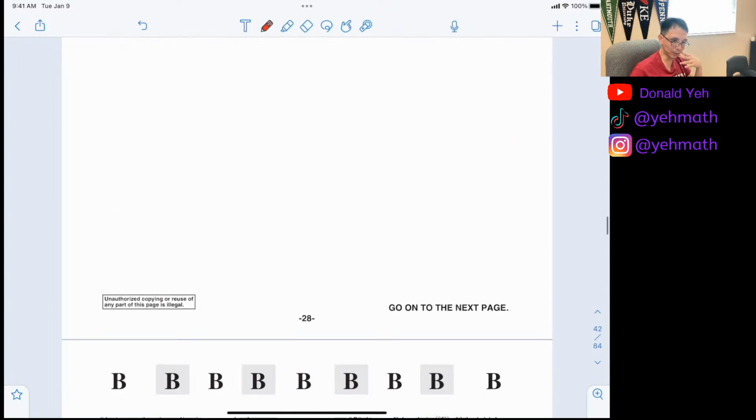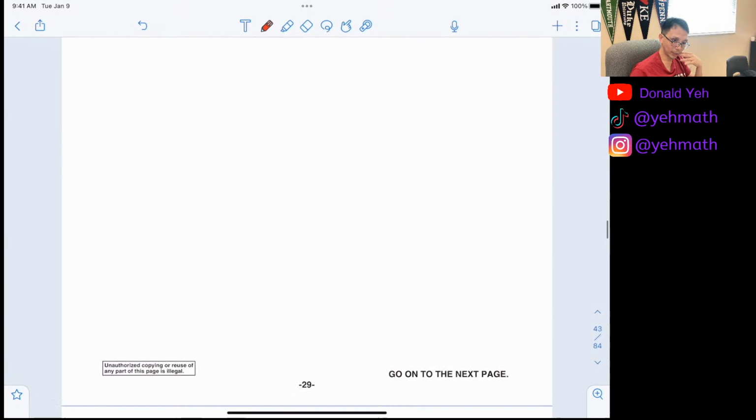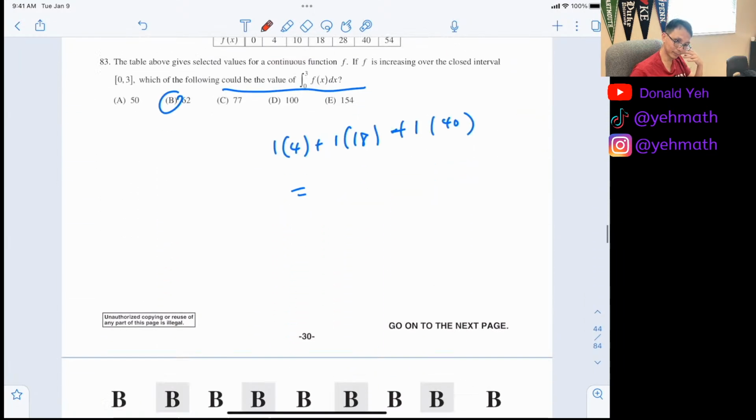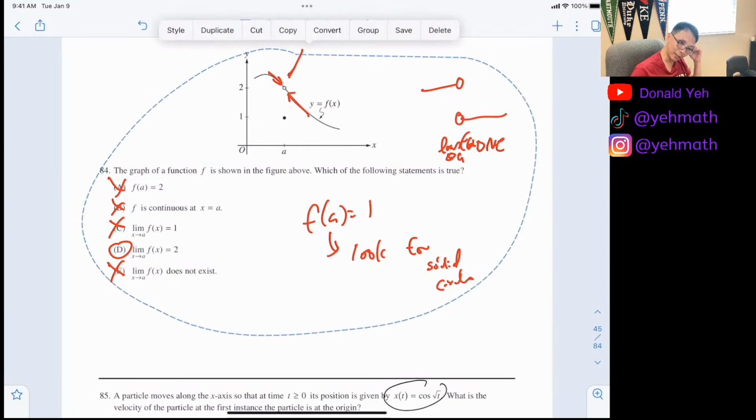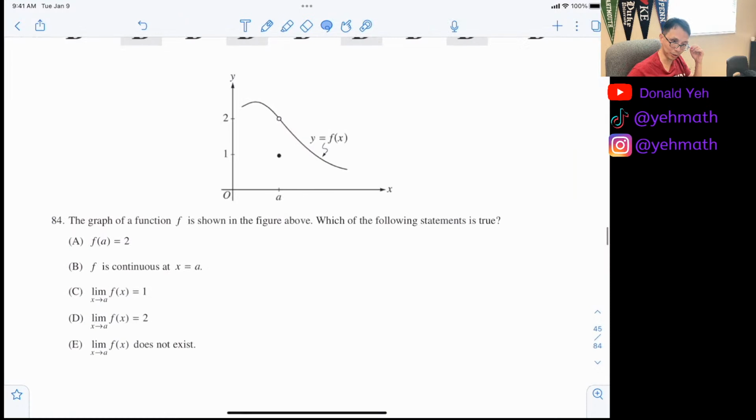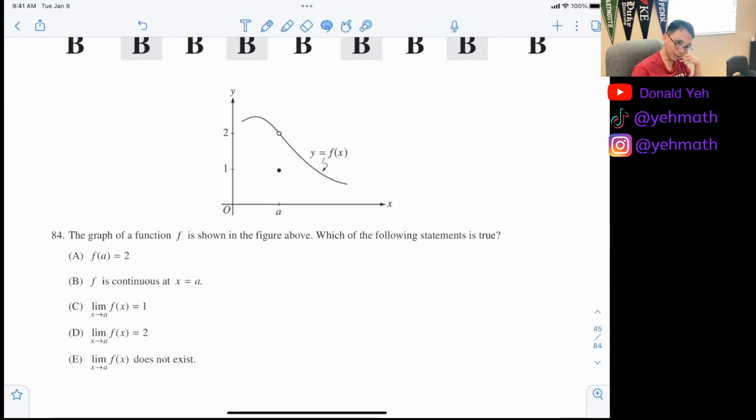What was the next one, Carol? 84. You have to get it right. This is a limit problem, and you have to understand this. If you understand this question, you're doing great. If f of something is given, always look for the solid dots. So f of a is equal to 1. Does that make sense, Carol?